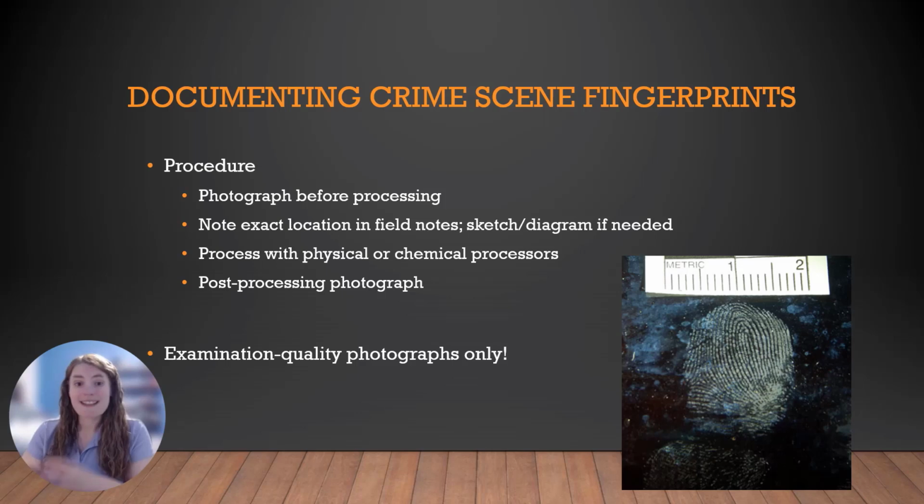And then step 4 is another evidence quality photograph. Again, this should include a scale with the evidence marker identified in some way as to identify the print, as well as fill the frame and keep the camera perpendicular to the print.